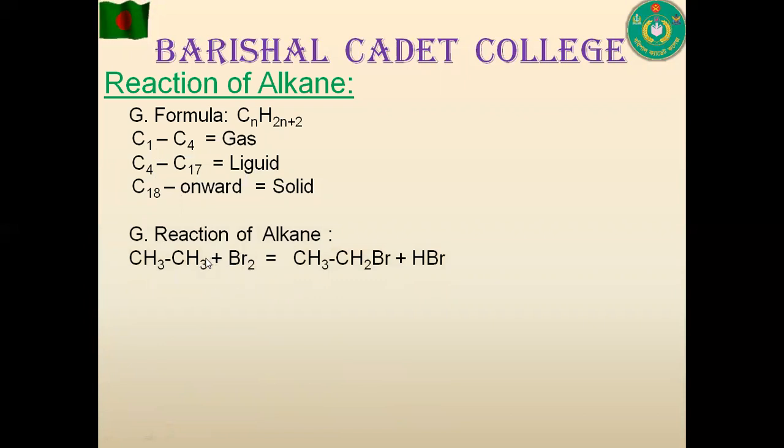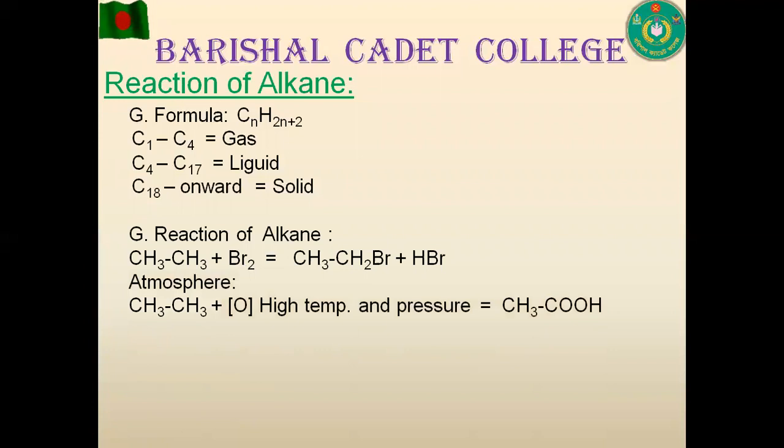Here one hydrogen atom is replaced by a bromine atom. Ethane, after reaction with bromine, forms ethyl bromide. There is another reaction. Alkane reacts with nascent oxygen in the presence of high temperature and pressure to form acid. Ethane forms ethanoic acid. This reaction is done in the atmosphere.